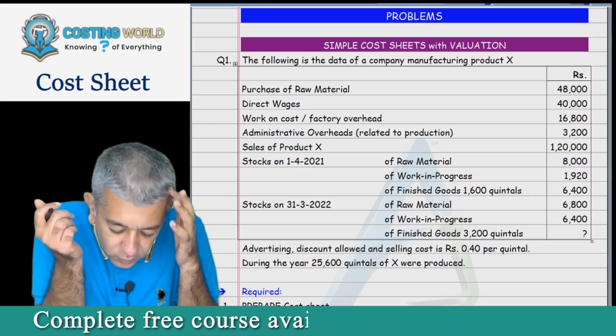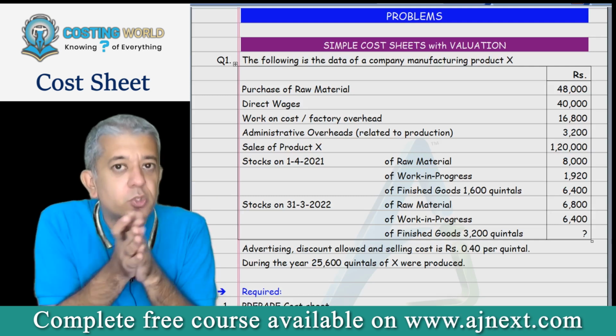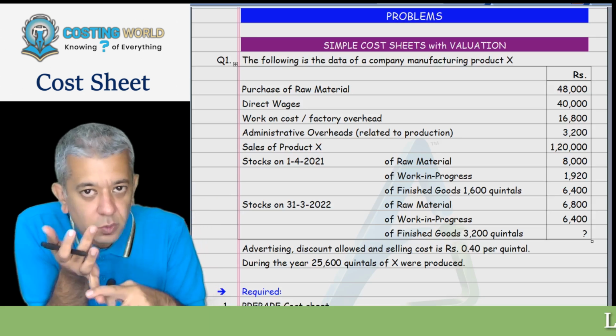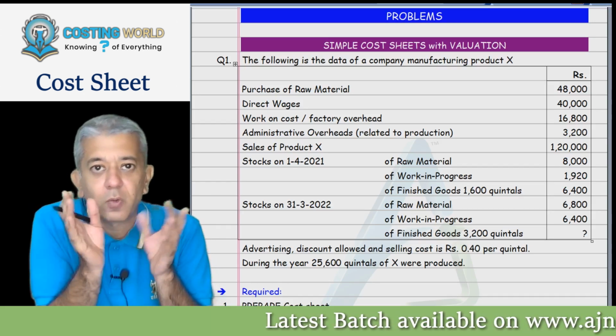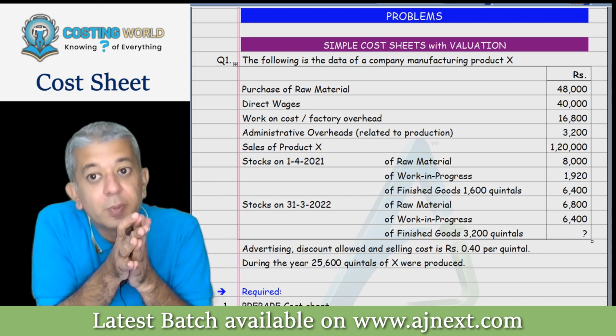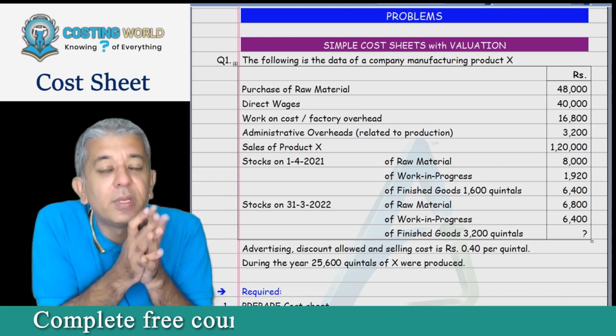Okay guys, we'll start right away with our sums. Till now, whatever we have done is basically an introduction to cost sheet. Apart from that, what is cost accounts? What is financial accounts? How is the format of the cost sheet supposed to be interpreted? We have tried doing that.